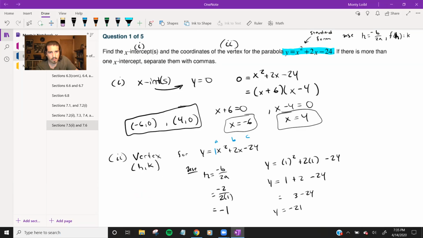So let me clean this up a little bit. Are there any questions over this type of problem?